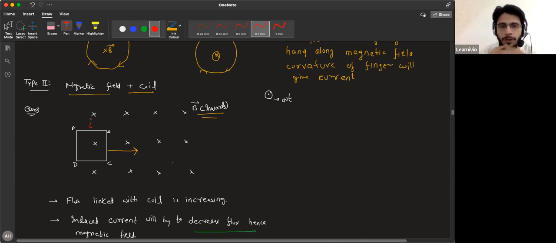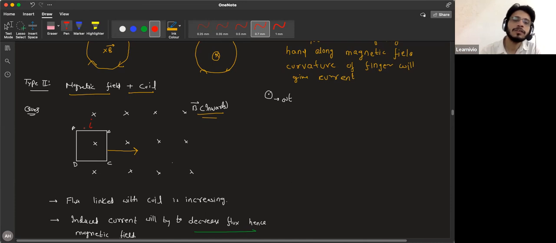Unib, what do you think? What should be the direction of the induced magnetic field? Should it be inwards or outwards? Sir, outward. Why outwards? Why did you say outwards? Logic? You have two options, either inwards or outwards. Is it just a guess, or do you have some logic behind outwards?